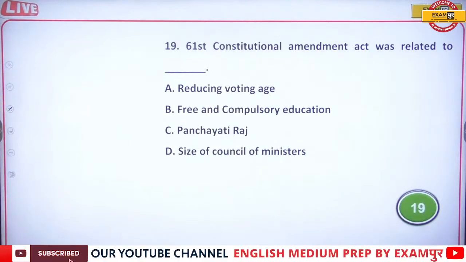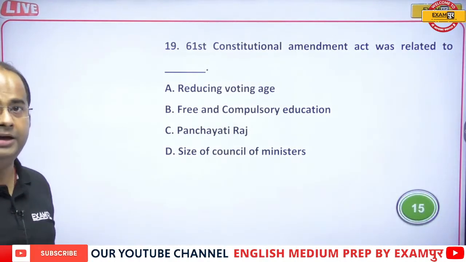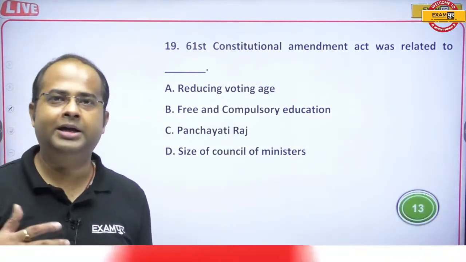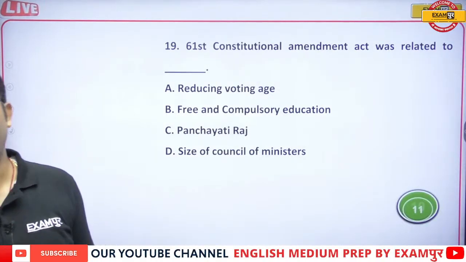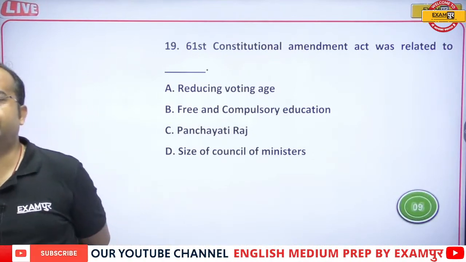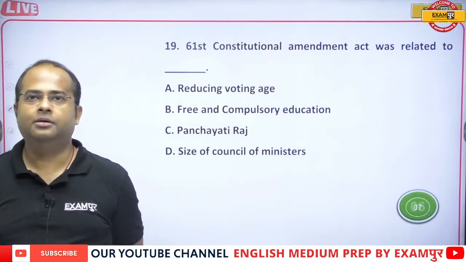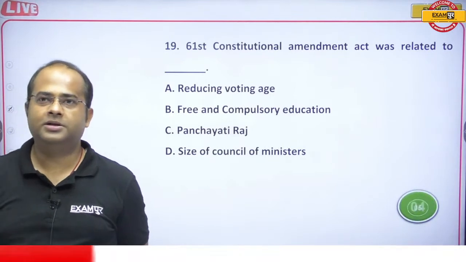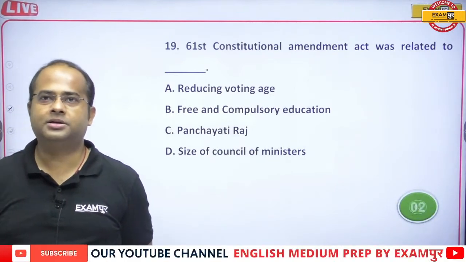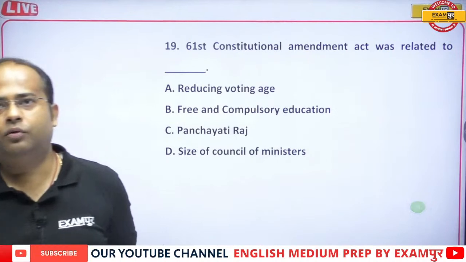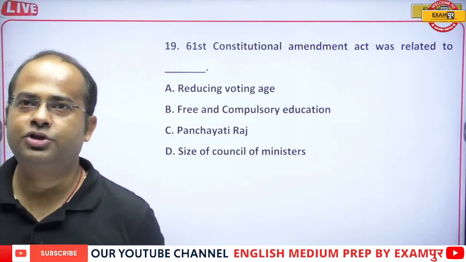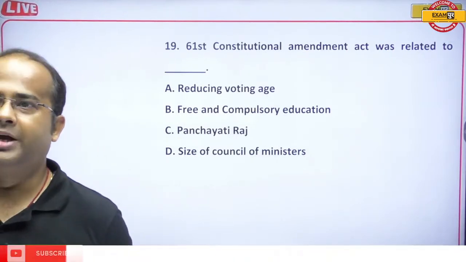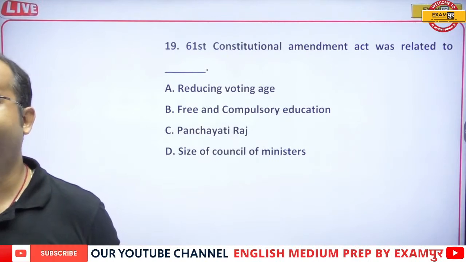Now, come to the next question. The 61st Amendment Act 1988, which was implemented in 1989, discusses what? So 61st Amendment Act 1988, that discusses what? Is it reducing the voting age, free and compulsory education, Panchayati Raj, or size of the Council of Ministers?